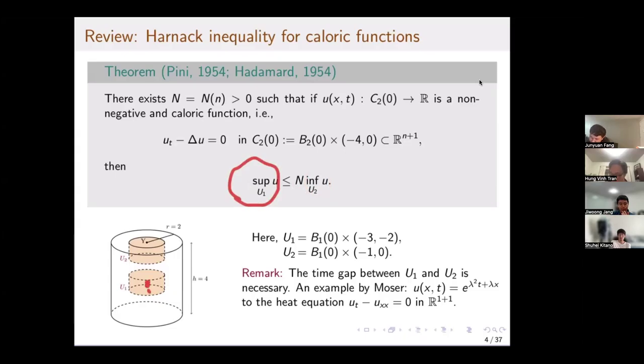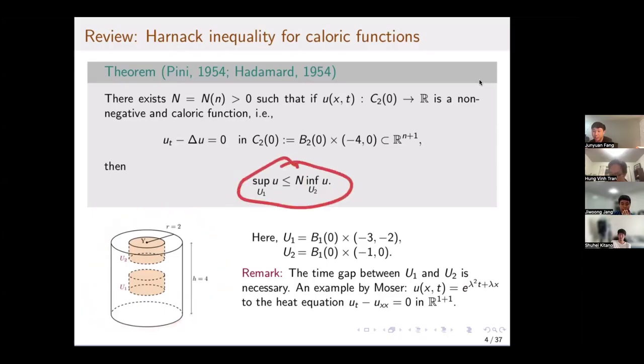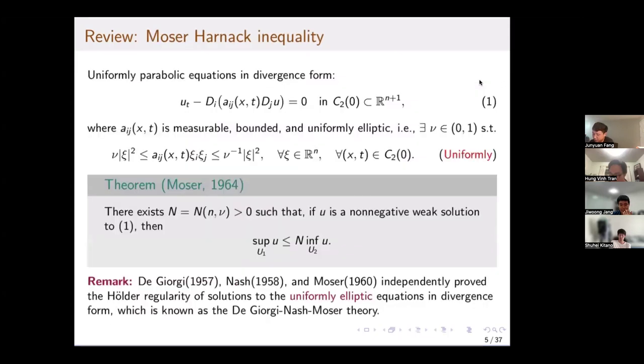So if there's some heat over here, after some time, everywhere in U2 is occupied with the heat, with a uniform lower bound. Okay, intuitively, if you want to achieve such results, you need some time for the heat to pass or to diffuse. Okay. So in the parabolic case, we always use this picture to help us understand the Harnack. Okay, so let's go to some other things.